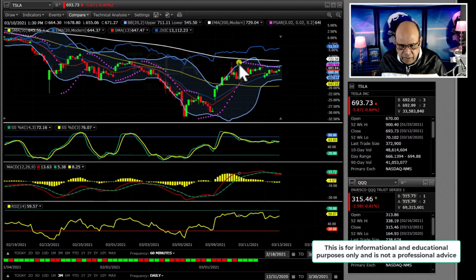I am using the parabolic SAR. I have the Bollinger Bands here. Then I have the 50-point moving average. That's the 50-point moving average. Then we have the 13-point moving average. And this is the 20-point moving average, which is part of the Bollinger Bands. Here is the slow stochastic and MACD and RSI.